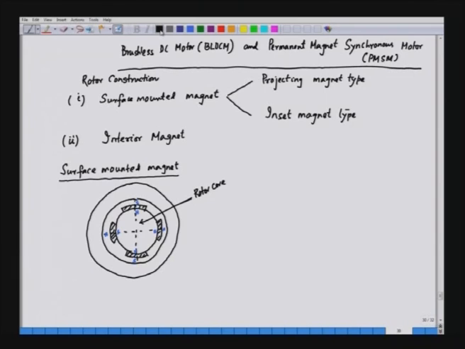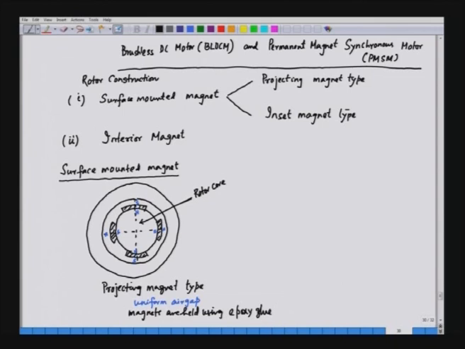So, this is for the projecting magnet type. And the characteristics of this are a uniform air gap, and the magnets are held using epoxy glue, not very robust.